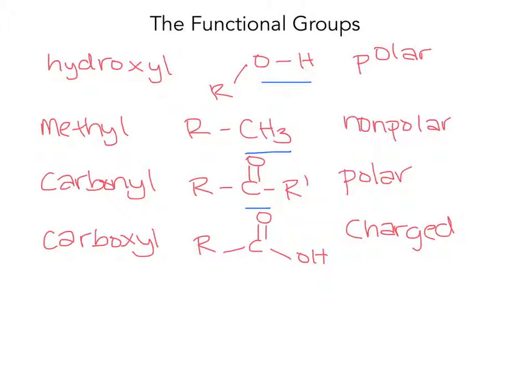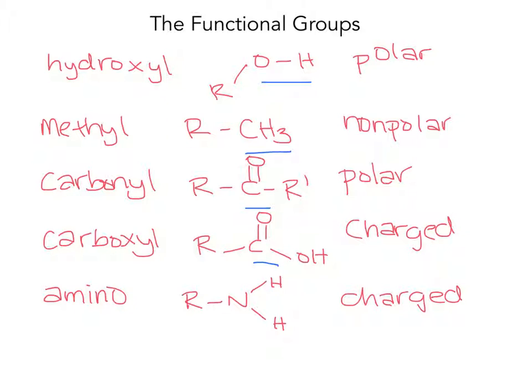Now we have the carboxyl functional group, which is similar to carbonyl except it also has an OH. So it has the carbon double bonded to an oxygen, but also bonded to a hydroxyl group. Carboxyl functional groups are charged because they can ionize to release a hydrogen ion, or H+. And since carboxyl groups can release this H+ ion, they're considered acidic. Compounds with this functional group are usually known as carboxylic acids for this reason.